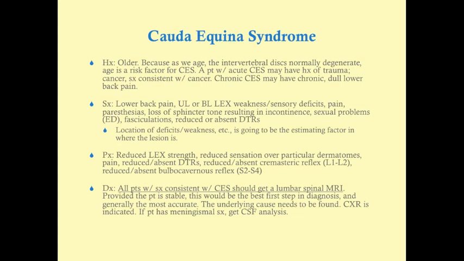The underlying cause also is going to need to be found. A lot of times we will find it on the MRI, but if the cause is infection, we're not necessarily going to find the underlying cause, because in that case, the most accurate test will be some kind of culture, like it always is in infectious disease. So if, for instance, the patient has meningismal symptoms, then you're going to want to get a CSF analysis.